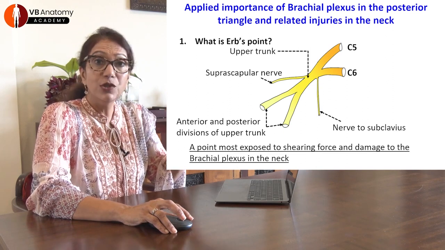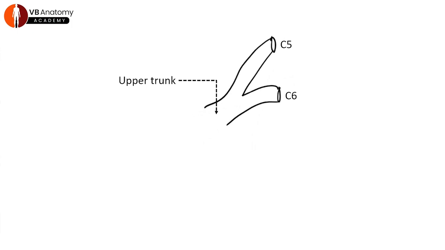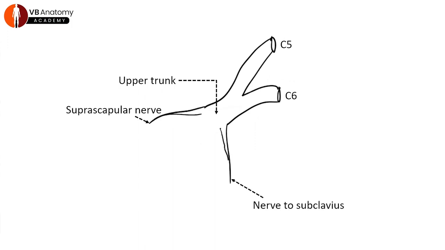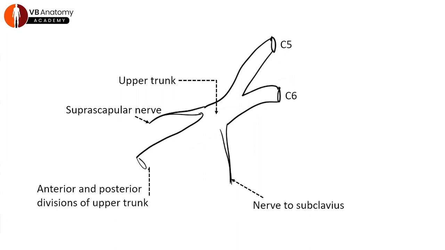Okay, let's draw it. It's very easy. Comes as a diagram for you. Okay, so please begin a diagram, my dear students. Okay, here, draw the C5 root, draw the C6 root, make the nerves unite from this to form the upper trunk of brachial plexus. From here, draw the suprascapular nerve, draw the nerve to subclavius, and then get the upper trunk to divide into an anterior division and a posterior division. This point where the 6 nerves meet is called Erb's point. Got it, students? Fine. Come back to the screen.